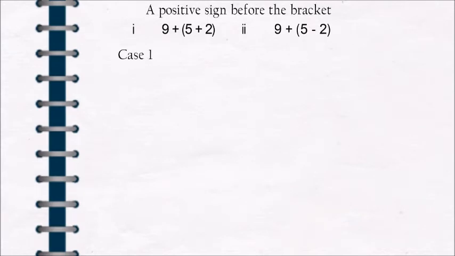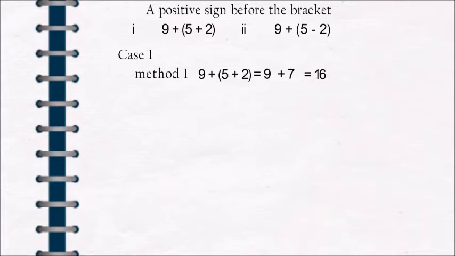Now the first way is for us to simplify the terms in the bracket. So where we have 9 plus open bracket 5 plus 2 close bracket, in the bracket we have 5 plus 2. So we add 5 to 2. That will leave us with 9 plus 7. So when we add 7 to 9, we have 16.